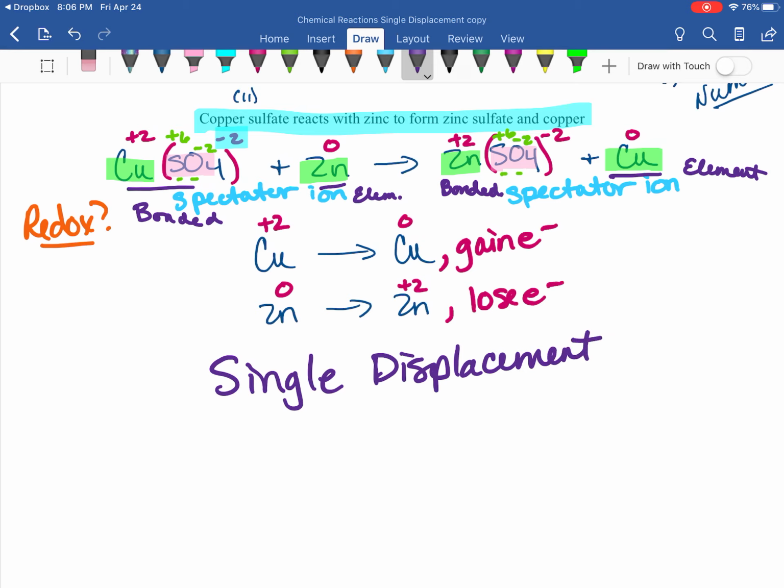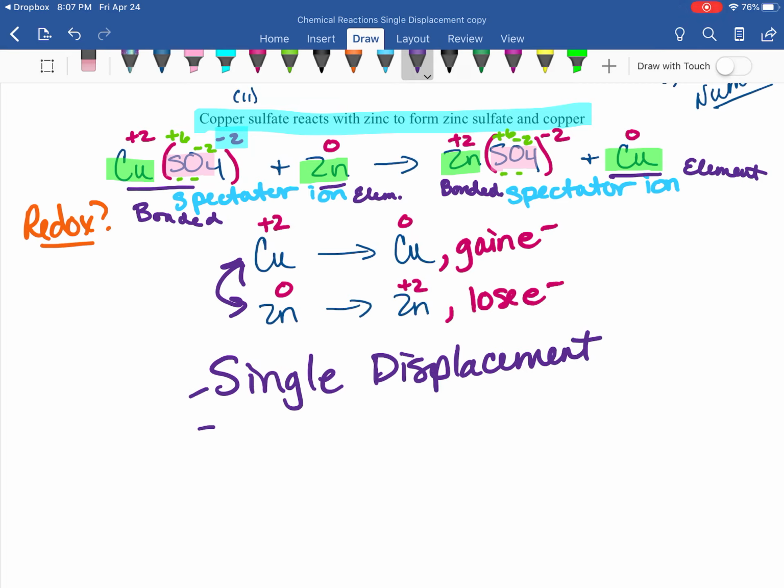All right, so this type of reaction is a redox reaction. It is called a single displacement. And why? Because you are literally displacing one of your elements for another one. Your copper and your zinc are literally switching places.